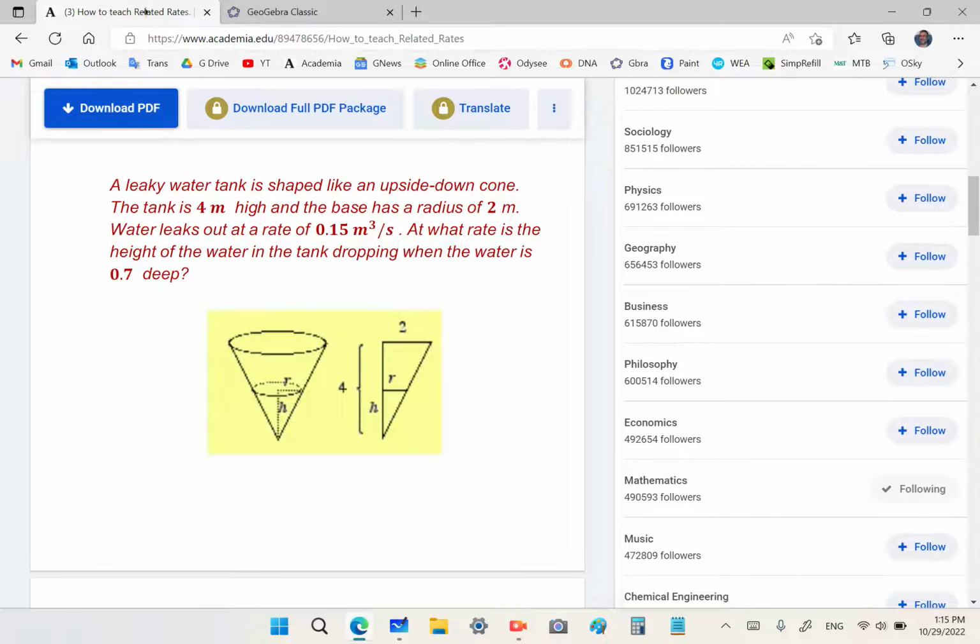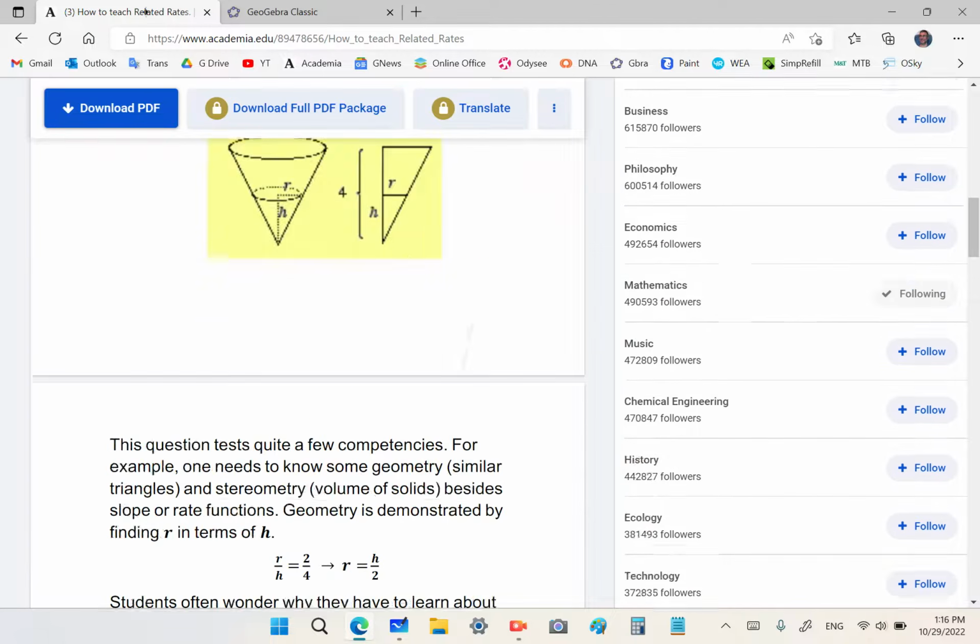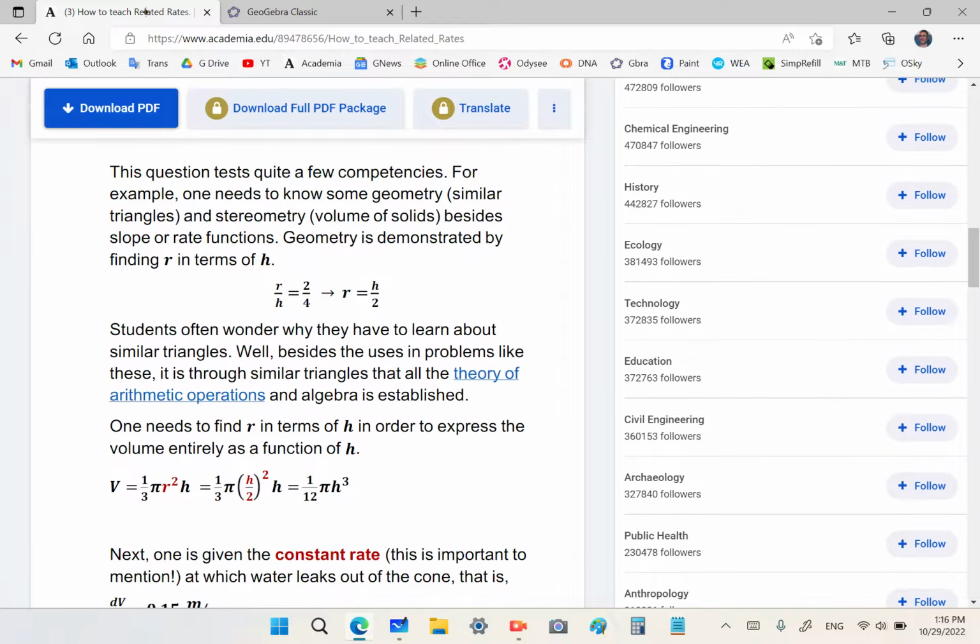So I've chosen a random problem from the internet, and you're looking at it in front of you. Very quickly, it says a leaky water tank is shaped like an upside down cone, and the tank is 4 meters high, and the base has a radius of 2 meters, and the water leaks out at a rate of 0.15 cubic meters per second. At what rate is the height of the water in the tank dropping when the water is 0.7 meters deep?